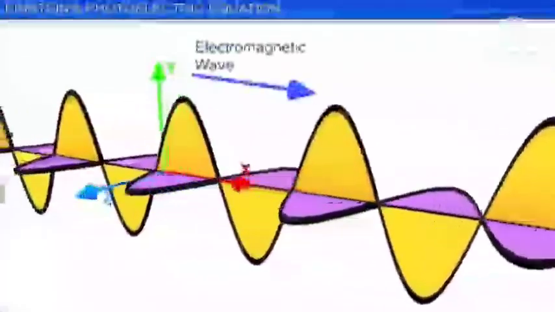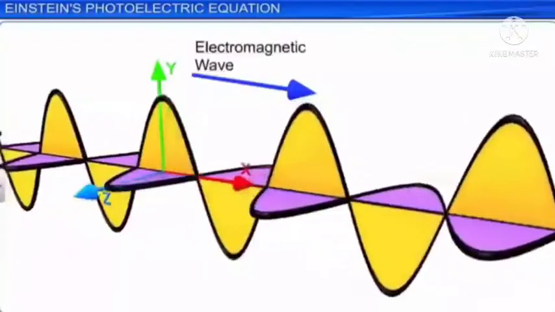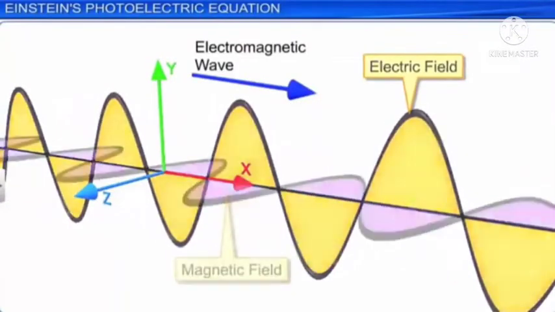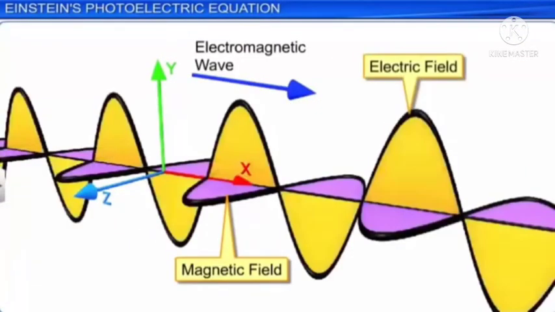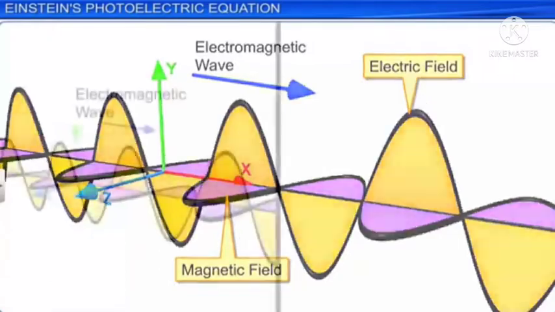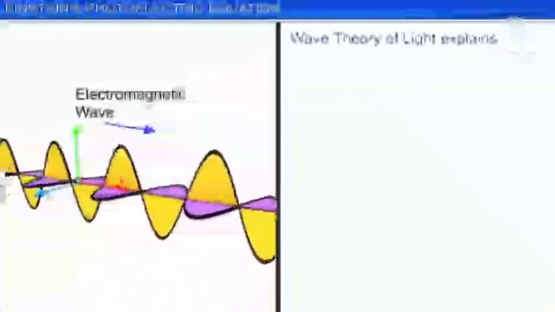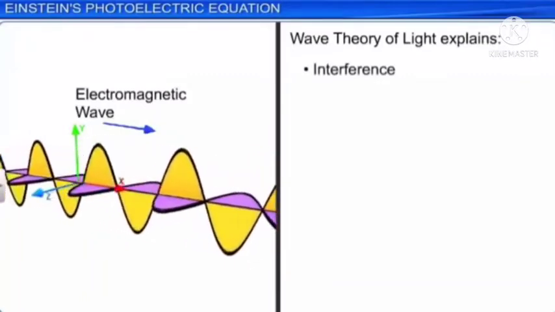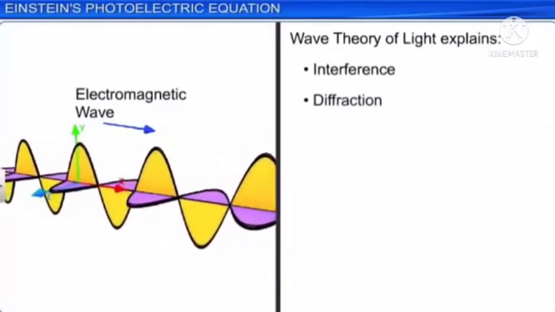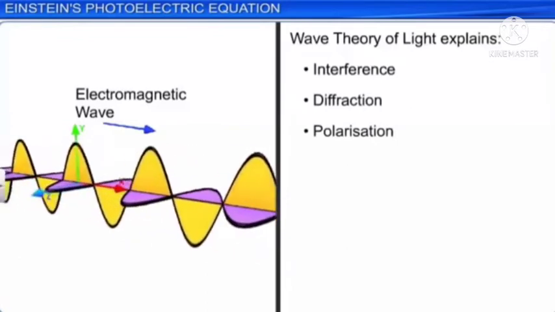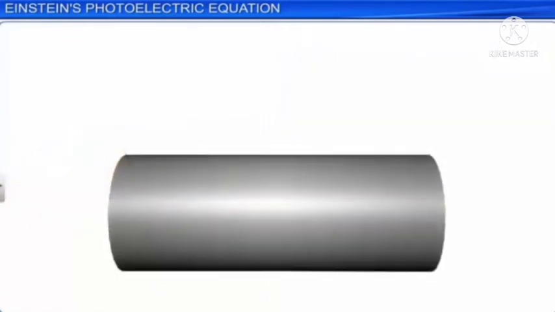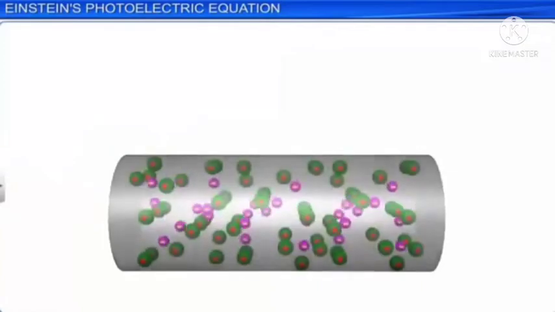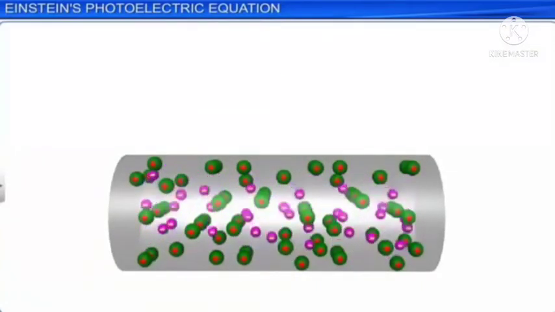Light is an electromagnetic wave consisting of electric and magnetic fields, with the continuous distribution of energy over the region of space it propagates. We have already learnt that the wave theory of light satisfactorily explains the phenomena of interference, diffraction, and polarization. Now let us apply the wave theory of light to the photoelectric effect.